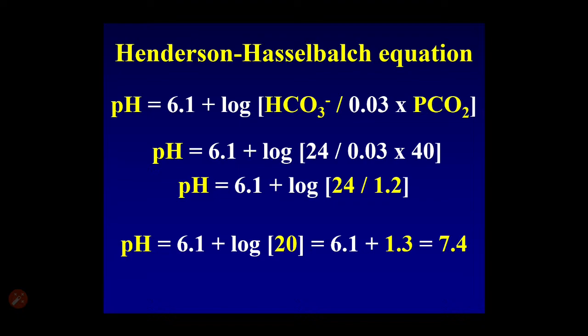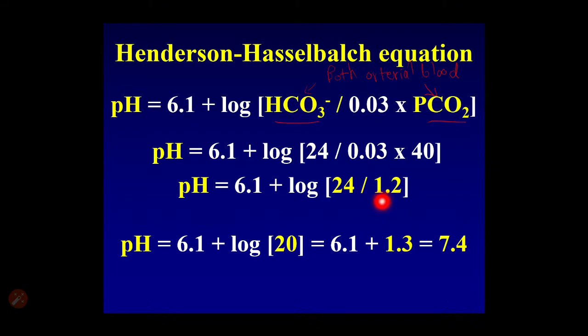Henderson-Hasselbalch equation defines my pH. pH is equal to 6.1 plus log to the base 10 of the concentration of bicarbonate in the arterial blood over 0.03 times the PCO2, again in the arterial blood. So this is equal to 6.1 plus log of bicarbonate in the plasma, which is 24 milliequivalents per liter, over 0.03 times PCO2 in the arterial blood, which is 40 millimeters of mercury. So this times this is equal to 1.2.